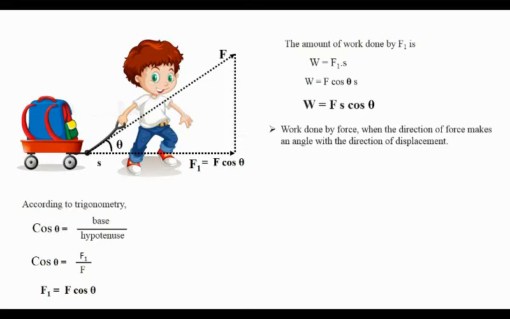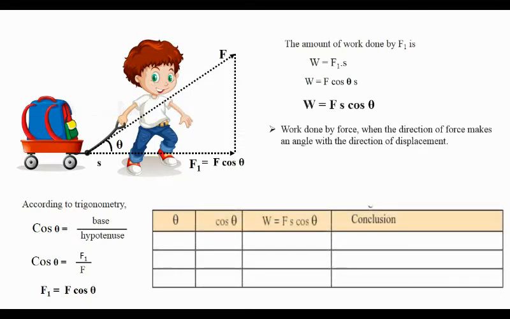Now let's see some values of angle theta for more calculation. The first value is 0 degrees. The angle between the force and displacement is 0 degrees. Then the value of cos theta is 1. Then work done W equals force into displacement, Fs. The conclusion is that the work done in this case is positive, that is positive work.